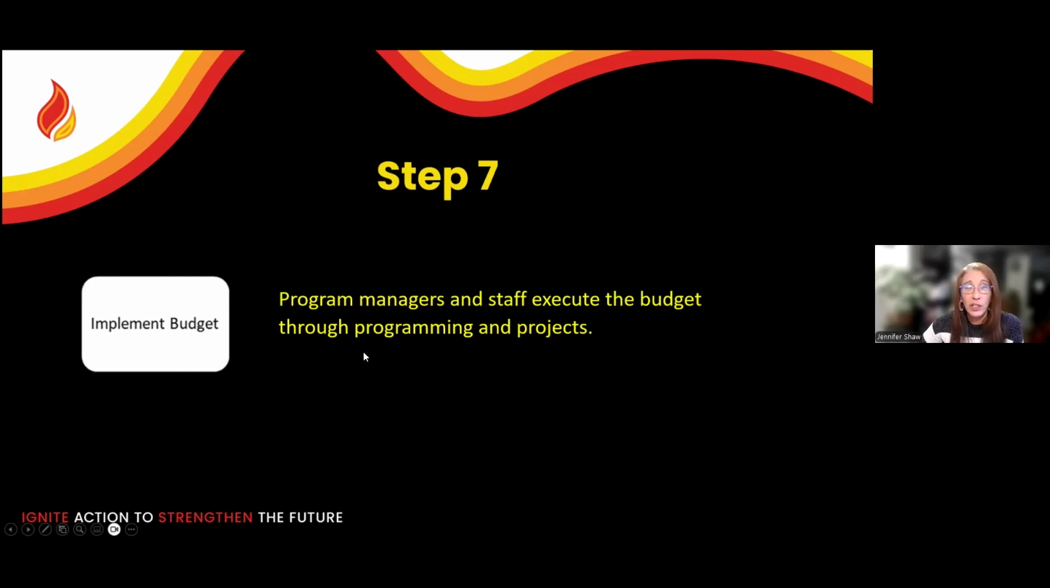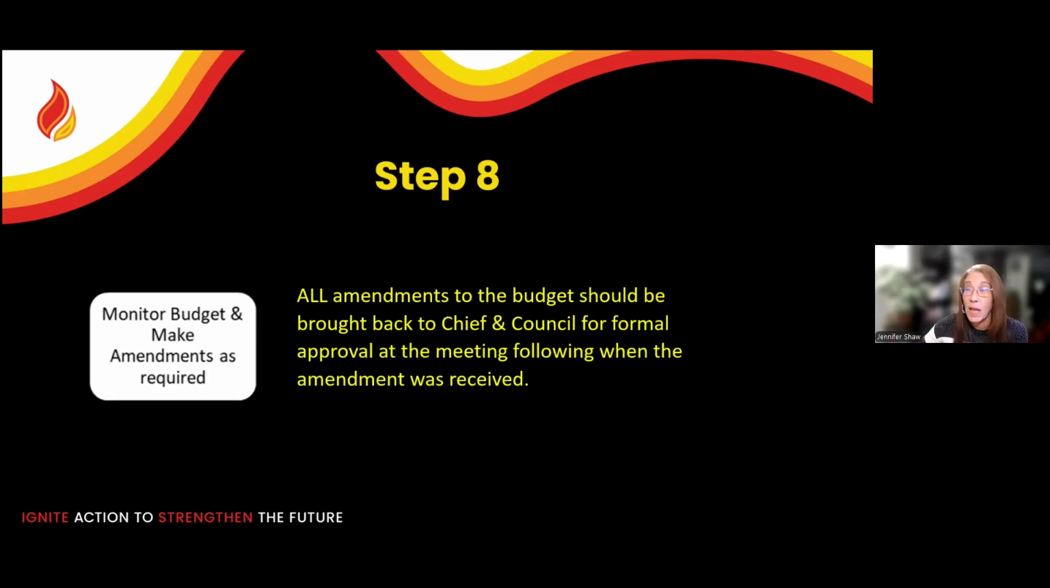Number seven, you're going to implement the budget. This is where the program managers and staff start executing the budget through their programming and projects. And this is where they start implementing their own work plans. So you can see how those two correlate.